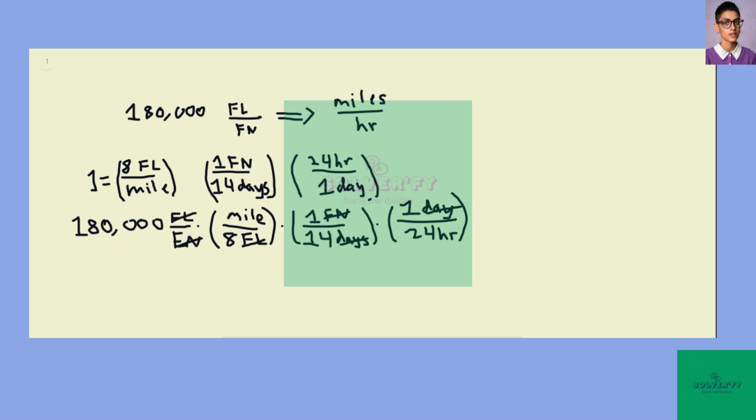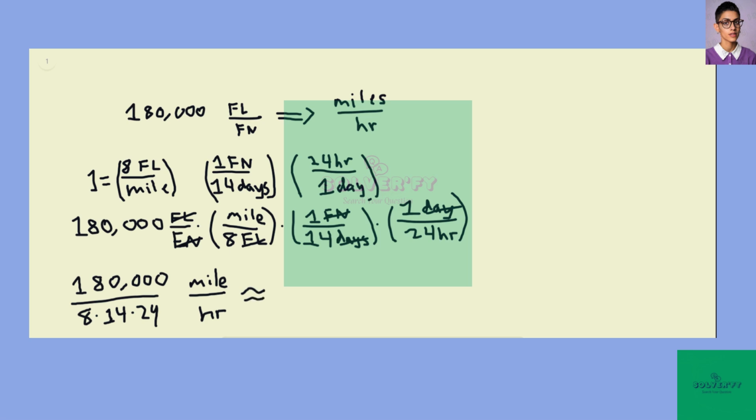A furlong over a furlong is 1. Fortnight over fortnight is 1. Days over days is 1. And so we're left with the units of miles per hour. So then we're left with 180,000 divided by all of these values: 8 times 14 times 24 miles per hour.